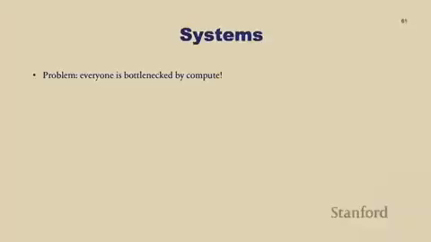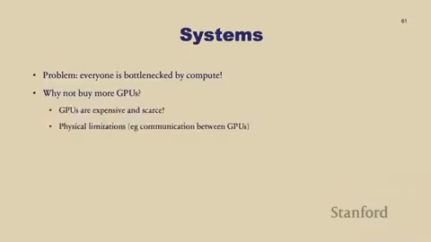Systems: as we said, for everyone, compute is the huge bottleneck. One question you might ask is, why not buy more GPUs? GPUs are expensive, but also scarce. Even if you have $10 million right now, you cannot buy the best GPUs. There are also some physical limitations. When you have multiple GPUs, you have to communicate between them, and that takes time. So just buying more GPUs is not that easy.